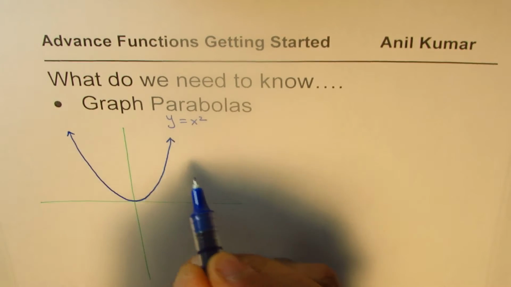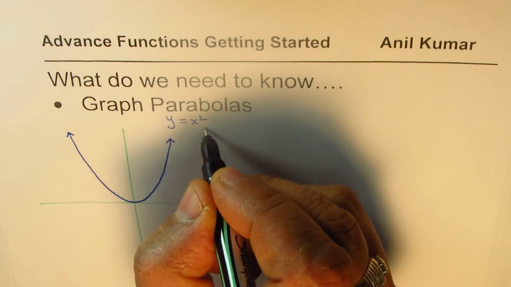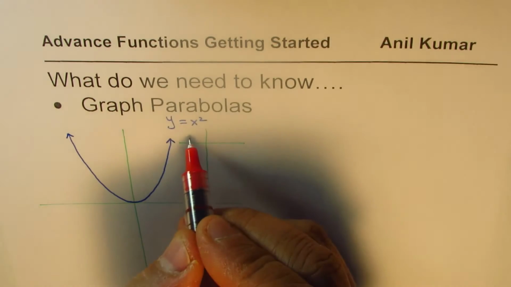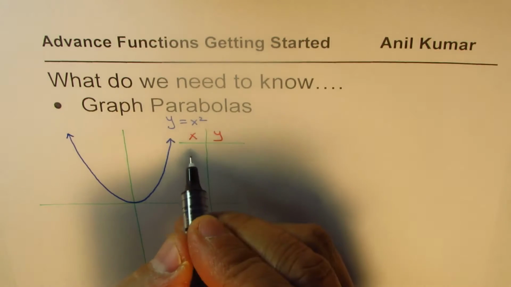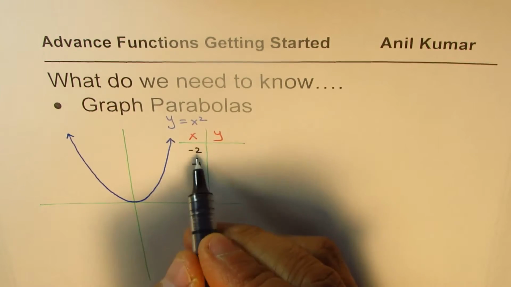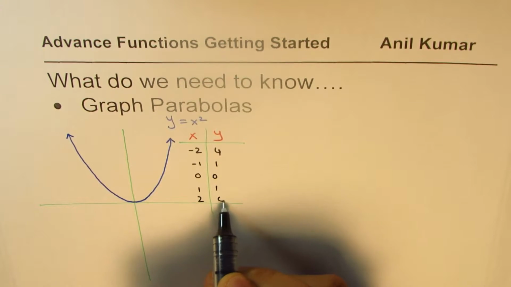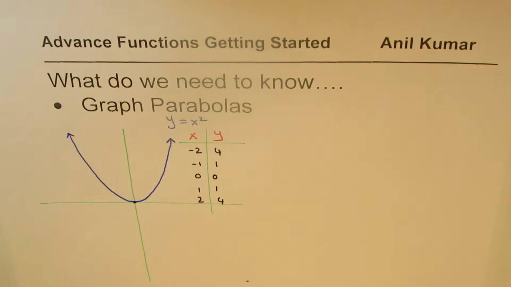To sketch this function, you could take up a table of values, right? You could write down x and y values. The five critical values to take are -2, -1, 0, 1 and 2. Square of -2 is 4. Square of -1 is 1, then 0, 1 and 4. So plotting these points, you could get your parabola, right? So that is one way of doing it.